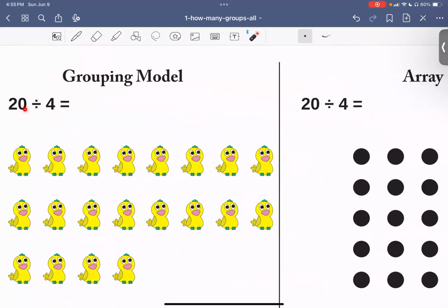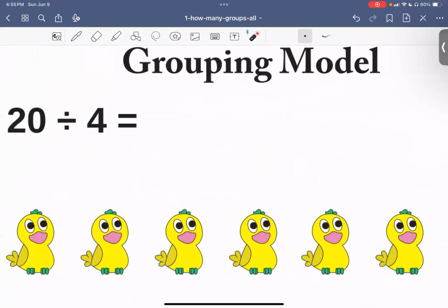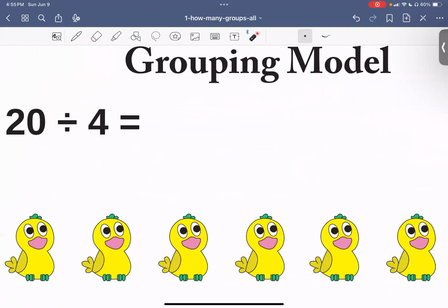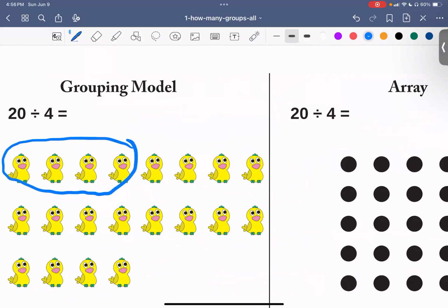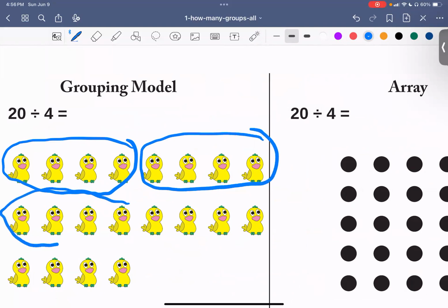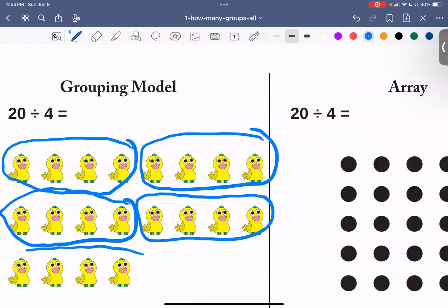It says 20 divided by 4. This is the division sign, okay? This says we have 20 and we are going to get groups of 4. So let's make groups of 4. So that's one group of 4, second group of 4, third group of 4, fourth group of 4, 5, the fifth group of 4. So 20 divided by 4 is 5.